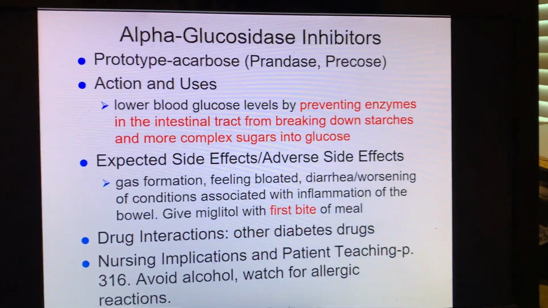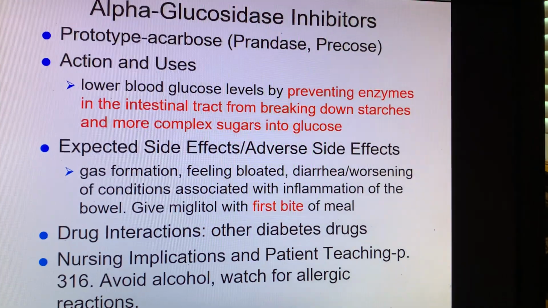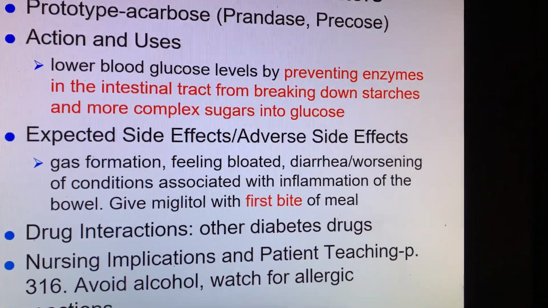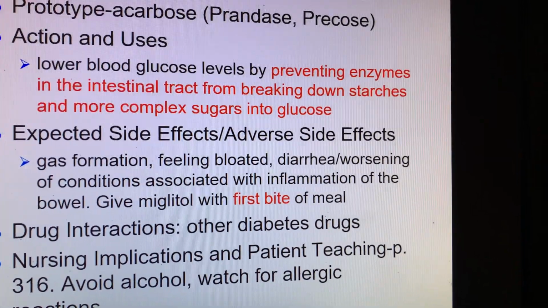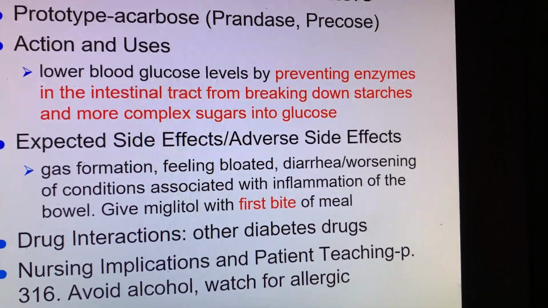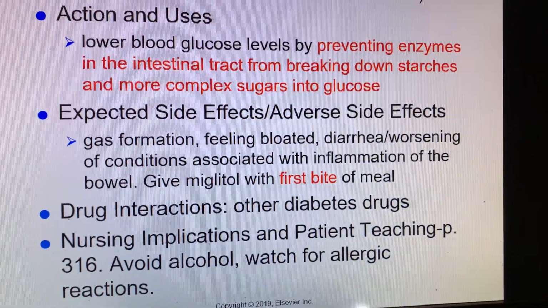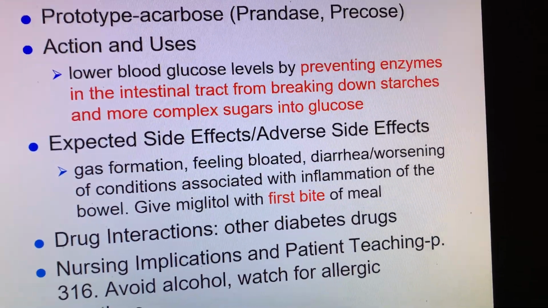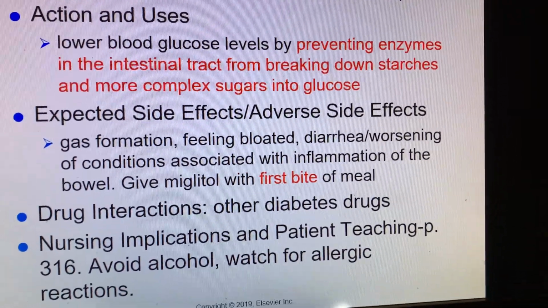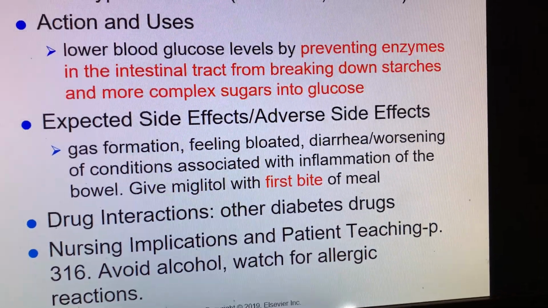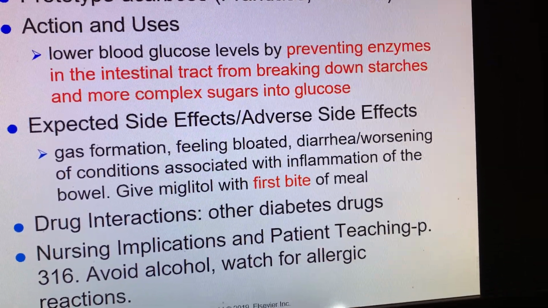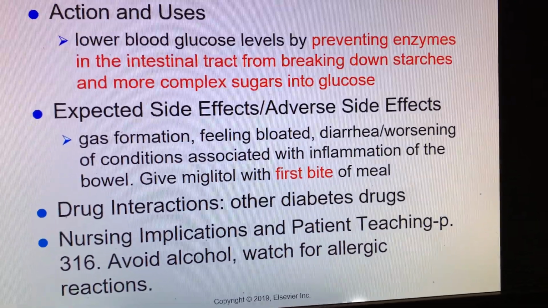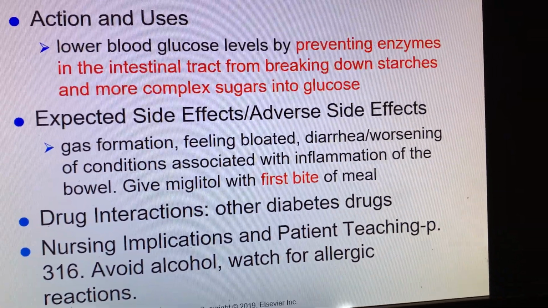We've got all these enzymes in our intestinal tract, and as carbohydrates and glucose that are more complex get into the GI tract, this alpha glucosidase breaks those down into glucose and absorbs it into the system. And so this particular drug just tries to stop that enzyme from working so quickly. So starches and sugars are going to break down more slowly.